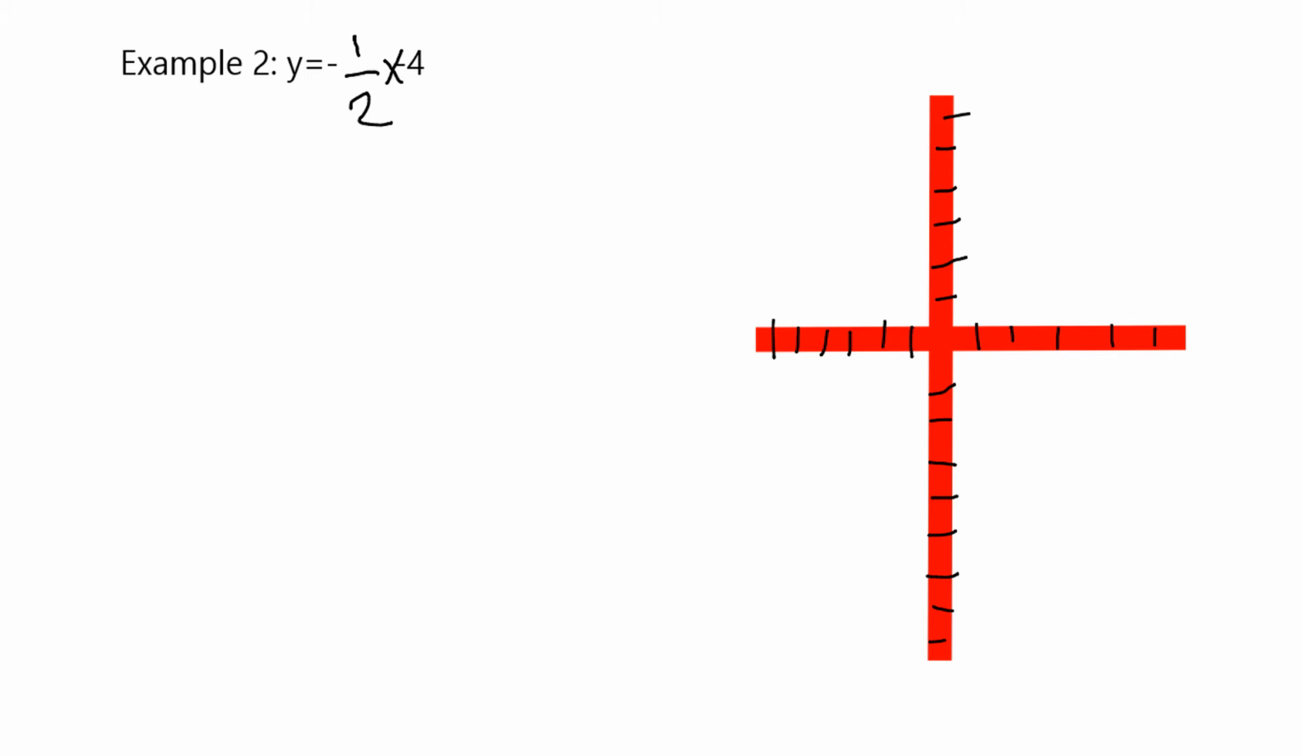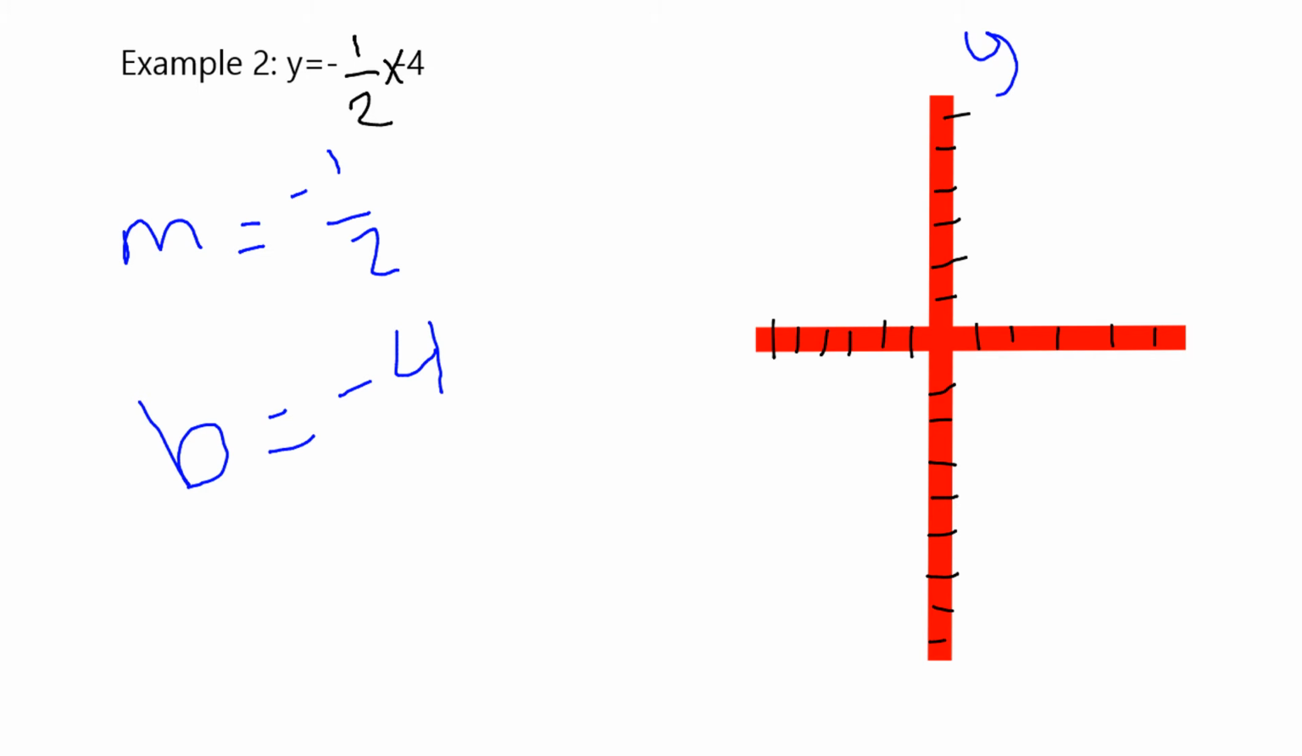Example number 2 is y equals negative 1/2 x minus 4. We're going to go ahead and label our m, which is what's in front of the x, which is negative 1/2. It's a fraction, which is nice because it's rise over run. If it wasn't a fraction, you'd want to put it over 1. And then begin is negative 4. You take the signs in front of the coefficient and the constant, because if you don't, your line's going to be slightly off. So we begin at negative 4, which means we go down 4 on the y-axis. So 1, 2, 3, 4.